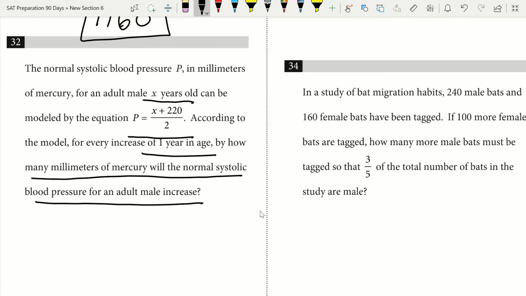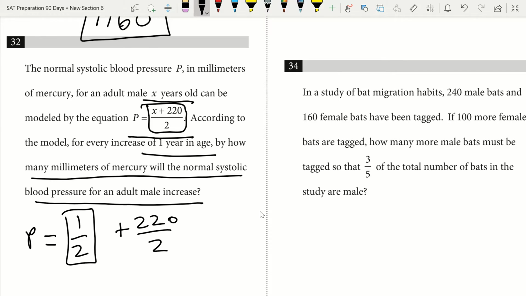Well, this equation for pressure could be rewritten as X over 2 plus 220 over 2. If we rewrite it like that, then we see that if our age X increases by 1 year, then we're going to increase our total pressure by 1/2. So our answer there would be 1 over 2.